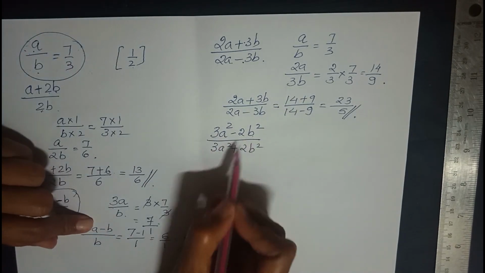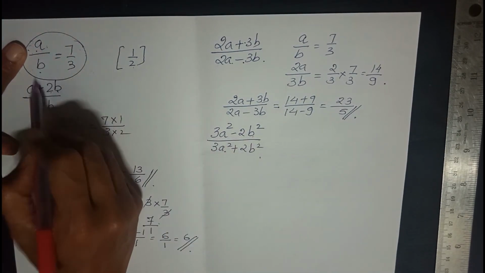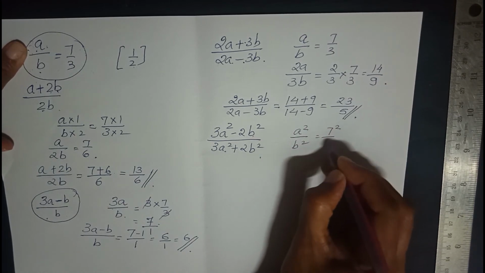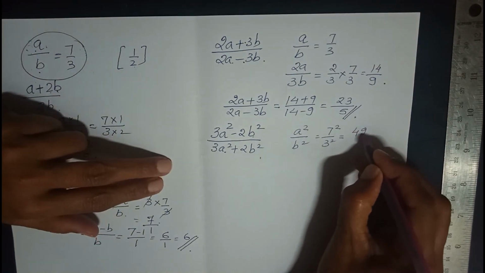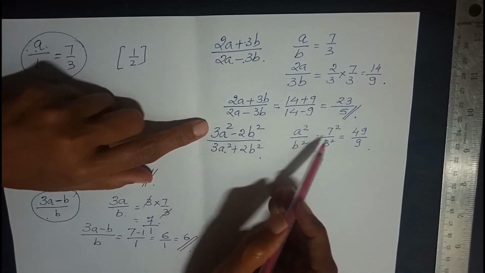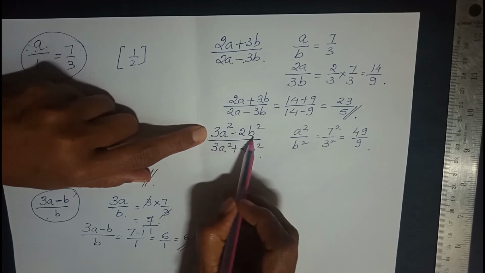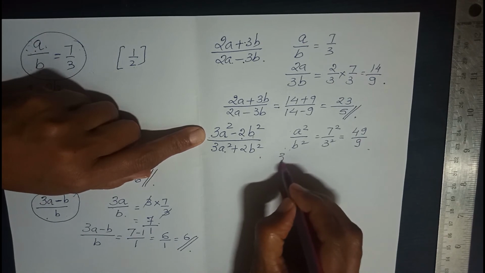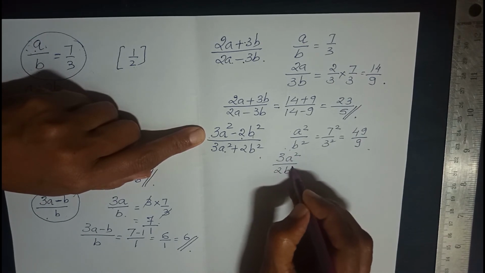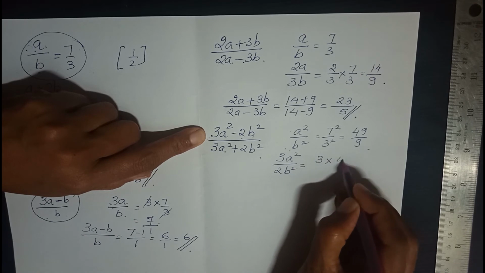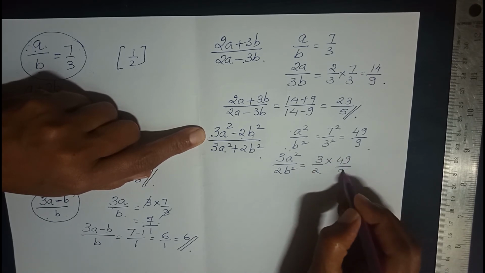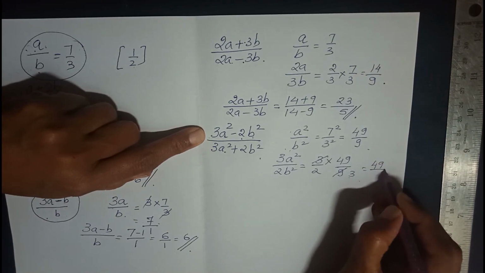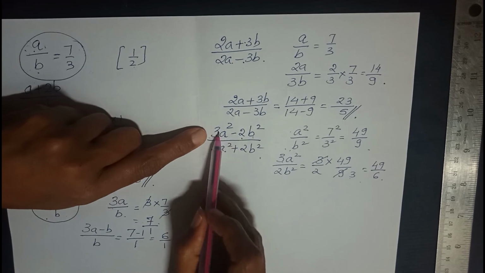So now here you can see we have squares also. So what we should do is first square the term. So a square upon b square is equal to 7 square upon 3 square, which is 49 upon 9. Now in front of a square I want 3 and in front of b square I want 2. So I will be multiplying this by 3 upon 2. So I will have 3a square upon 2b square is equal to 3 into 49 upon 9. Now what we can cancel, let us just cancel it out. So what we have is 49 upon 6. So I got 3a square, I got 2b square.